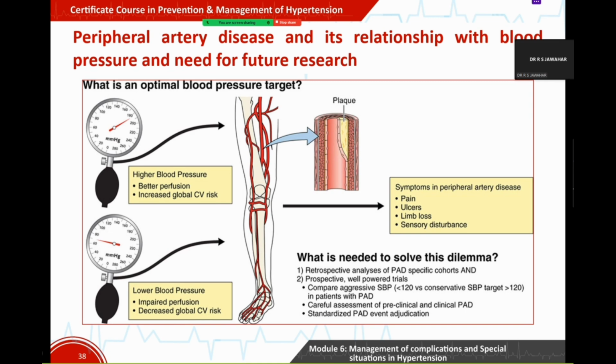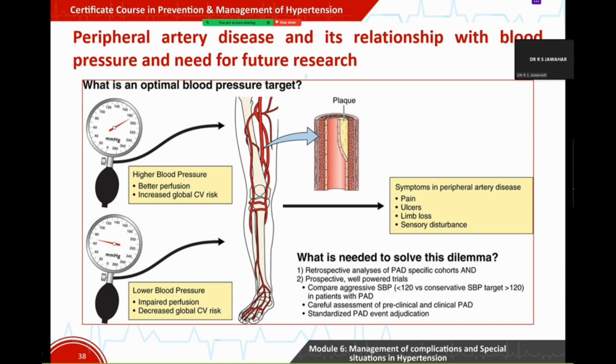Peripheral artery disease and its relationship with blood pressure, and the need for future research. What is an optimal blood pressure target? See high blood pressure. If you keep the blood pressure at a higher level, there is better perfusion but increased global CV risk. If you keep the blood pressure at a lower level, there is impaired perfusion, but that definitely reduces the global CV risk.